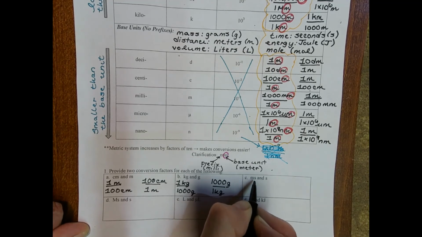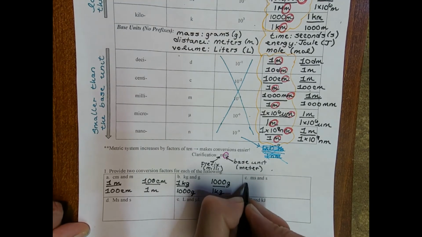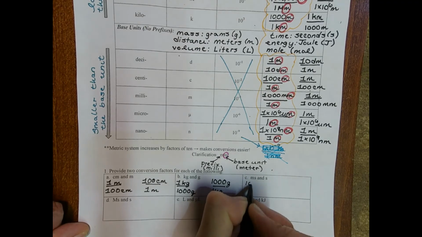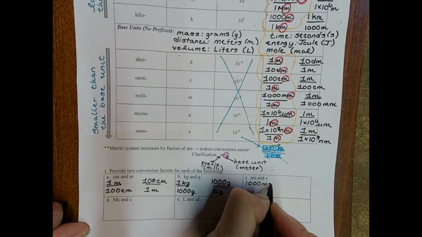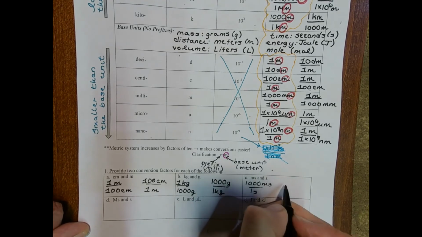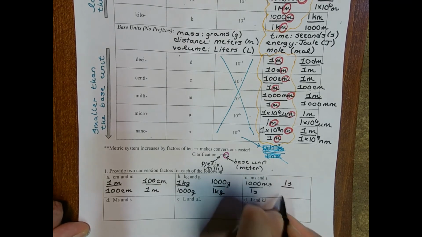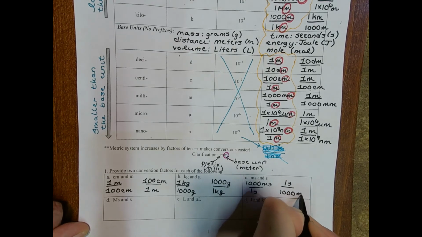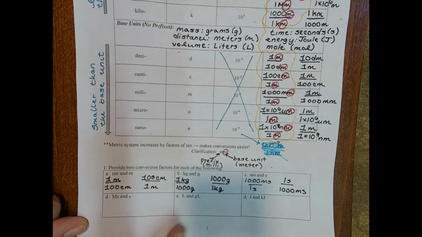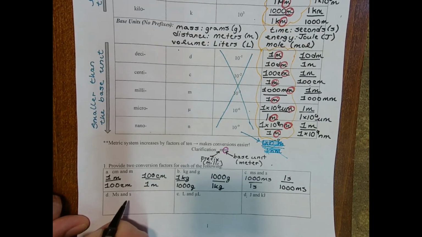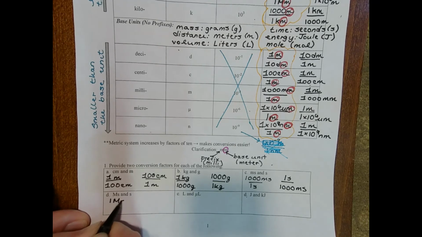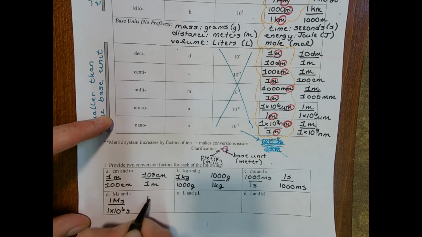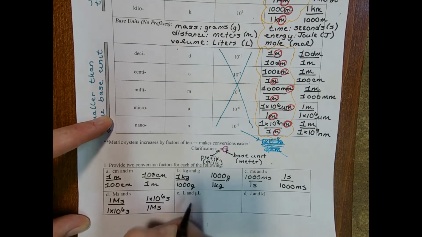This would be millisecond. So which one is bigger, second or millisecond? So second's bigger. So I'm going to say there's 1,000 milliseconds in 1 second. And 1 second contains 1,000 milliseconds. For the rest of them, mega is bigger than seconds. So 1 megasecond has 1,000,000 seconds. There's 1,000,000 seconds in 1 megasecond.